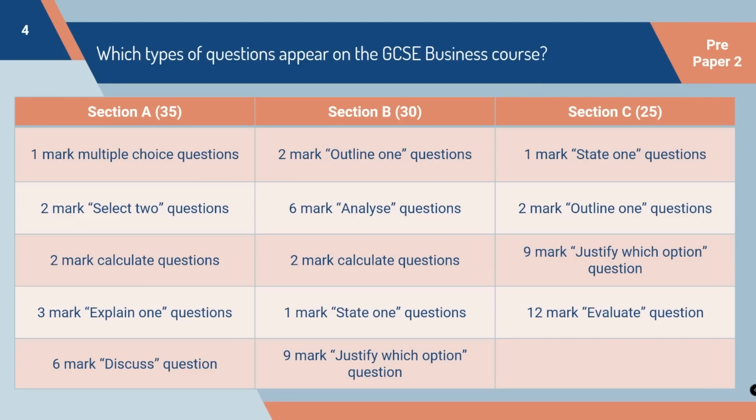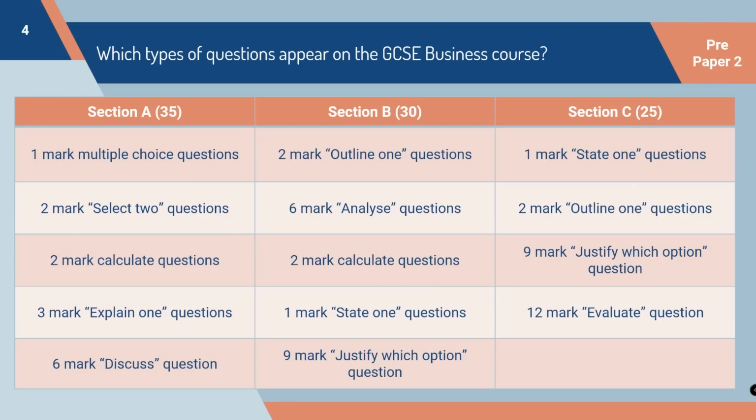Section B will have a 9-marker and 2 6-markers. The 6-markers in section B are a bit different from section A because they require the case study. 9-markers, obviously, there's a 9-marker in section B and section C. And then the rest will be made up of a couple of calculation questions and a couple of 1 and 2 markers that require the case study.